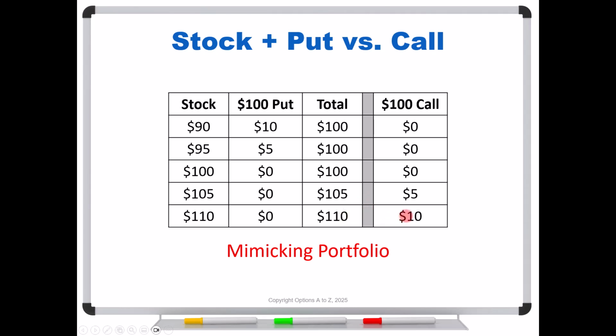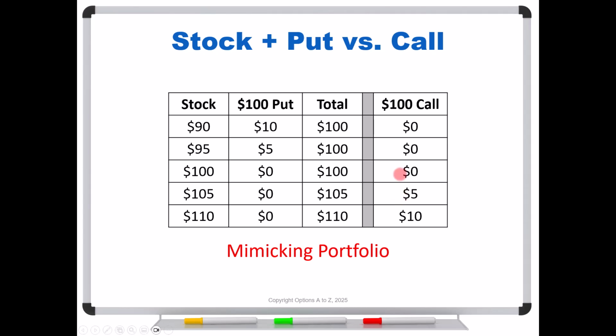The total values are not the same. In fact, Trader A is always $100 more, and that is the insurance policy. It's the value of the strike. And it's called a mimicking portfolio. And it's mimicking because the changes are the same, but not the total values.